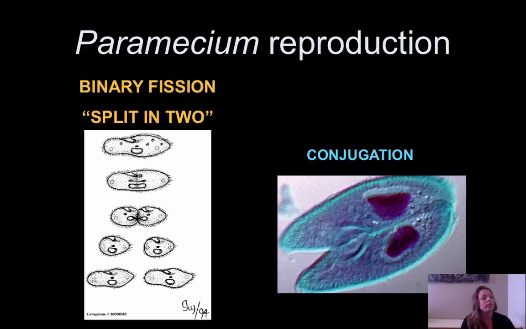And so here, conjugation is going to allow for two paramecium to attach to one another. The micronucleus degenerates, and they will swap segments of their DNA to allow for variation in the population. As they're conjugating, so they get together and they shake and they're exchanging DNA, and then eventually they separate, and then they'll undergo binary fission to generate new offspring.